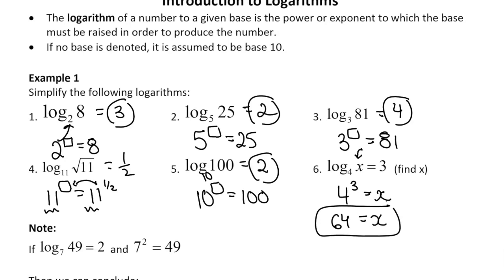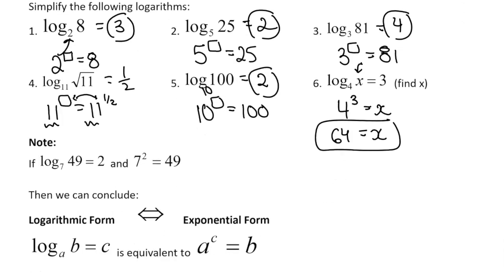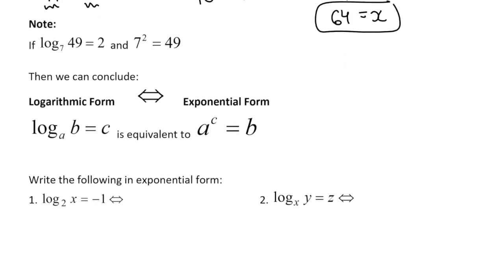Okay, so what we've really done here is we've been going from log form to exponential form. And we are going to make that official in this next part here. So here's an example of a log. Log base 7 of 49 is equal to 2. And the way we would pronounce it is we'd say 7 to the power of 2 equals 49.